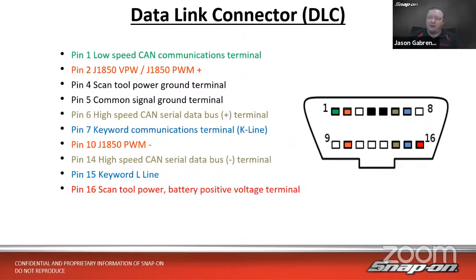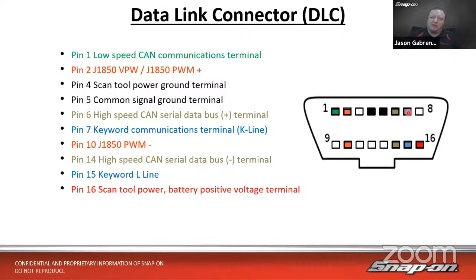Pins 4 and 5 on my DLC, my 16-pin DLC, are always going to be ground. So pin 4 is a scan tool power ground. Pin 5 is a common signal ground. So if you need to find a known good ground, hopefully you would have a known good ground there. But that's a good thing to tap into right there. Pin 6 and 14. So that would be here and here. Pin 6 and 14 opposite of each other. That would be a general CAN bus. So the main CAN bus on a vehicle, that's the standardized place for those pins.